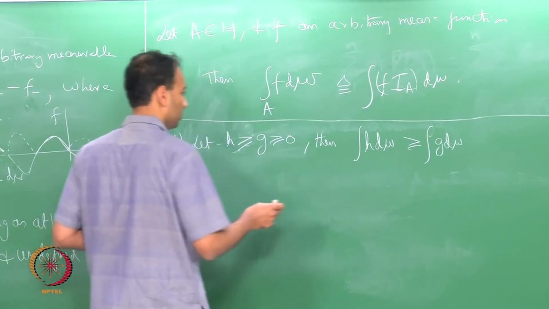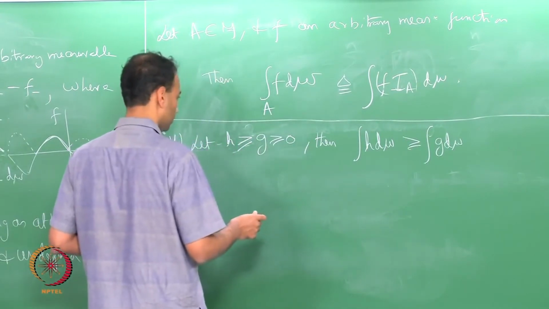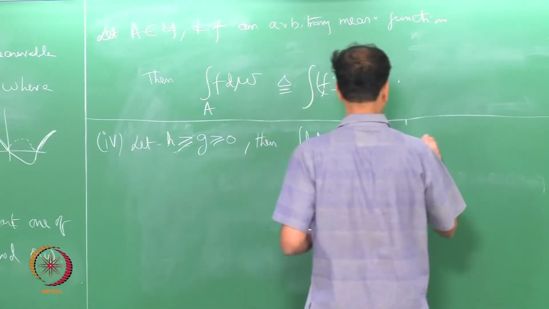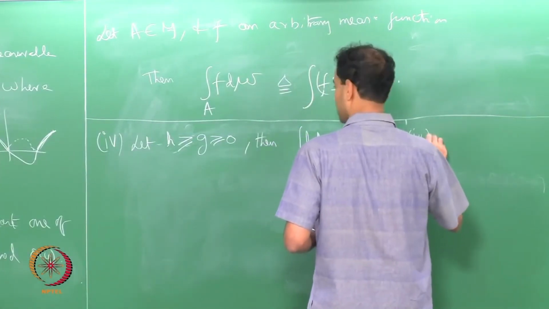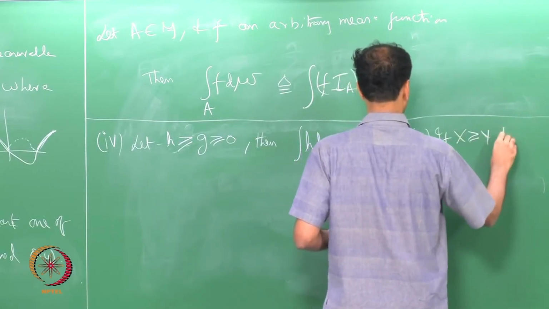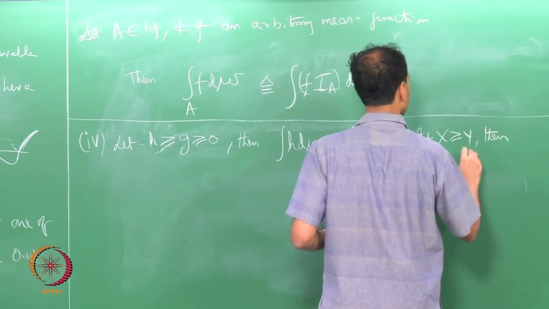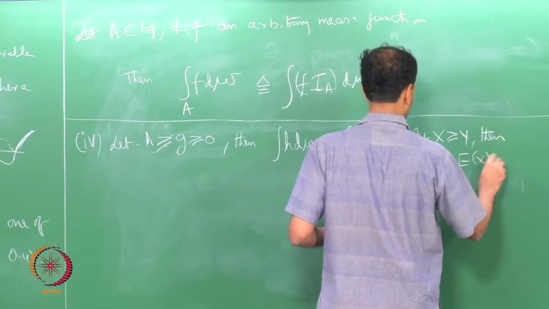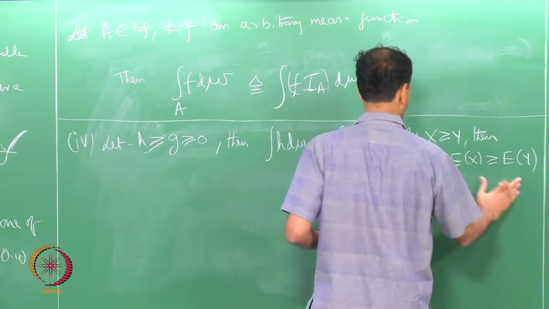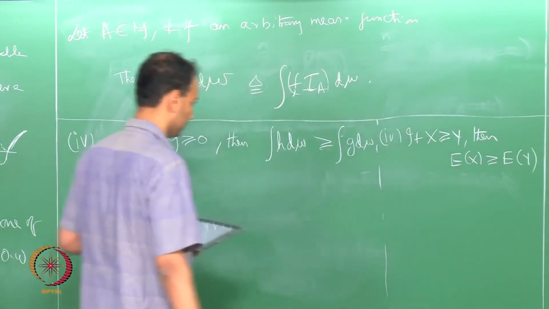And for the random variable version, this will look like: if X is greater than or equal to Y, then the expectation of X is greater than or equal to the expectation of Y.